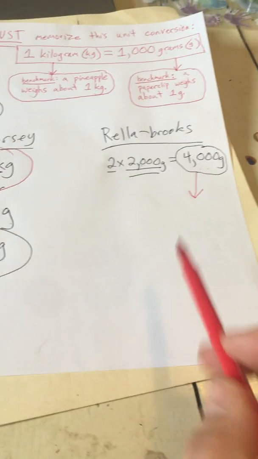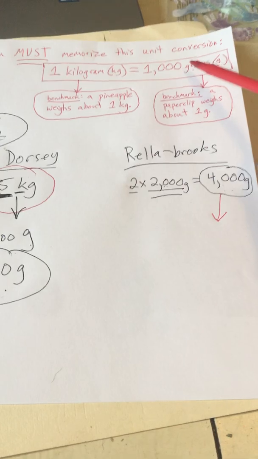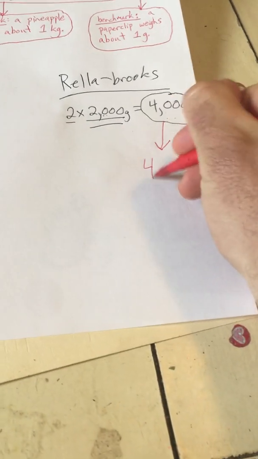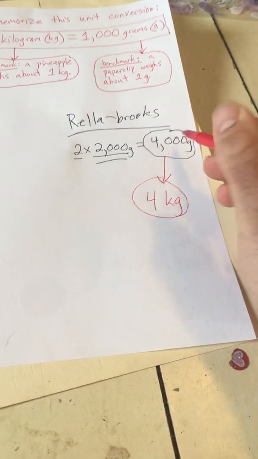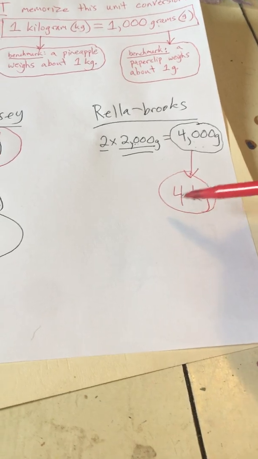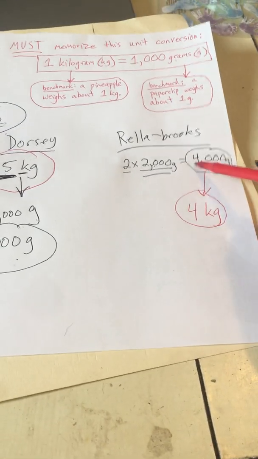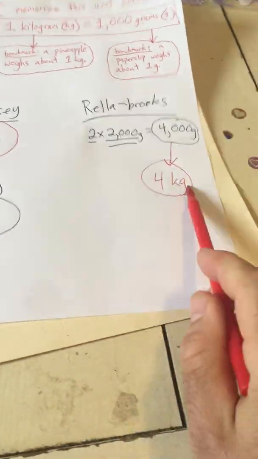So we need to use 5 kilograms for Miss Dorsey, and now we need to change Miss Rella Brooks' amount. 4,000 grams would be how many kilograms? So if 1 kilogram is 1,000 grams, then 4 kilograms is 4,000 grams. We're basically dividing that by 1,000. 4,000 divided by 1,000 is 4, right? So 4,000 grams, and kilo means 1,000 like we said, so 4 kilograms.